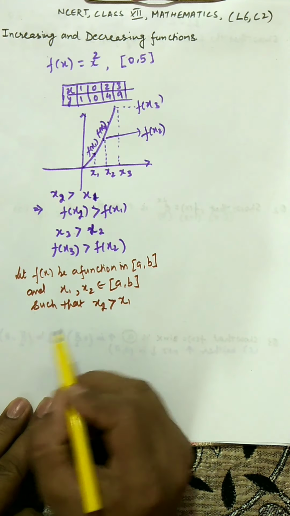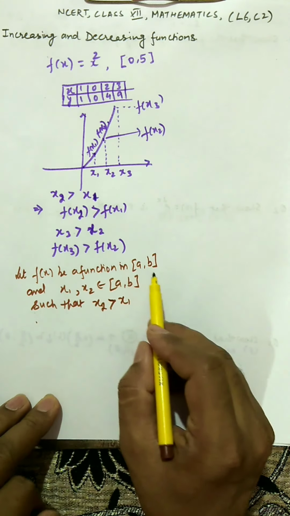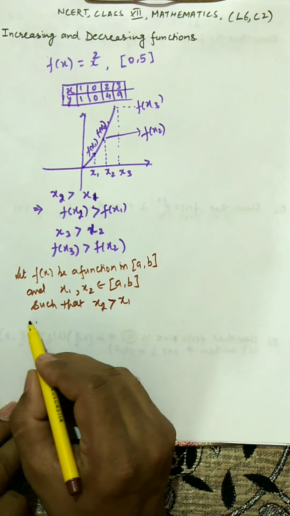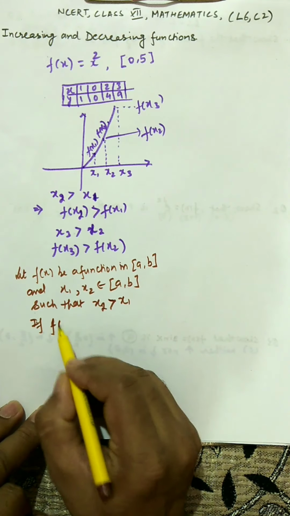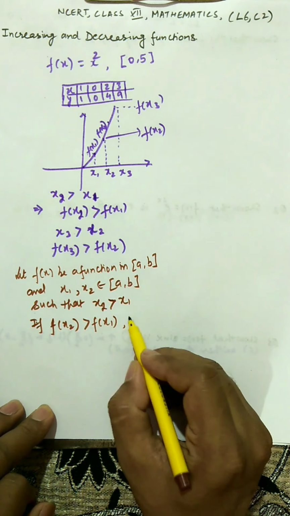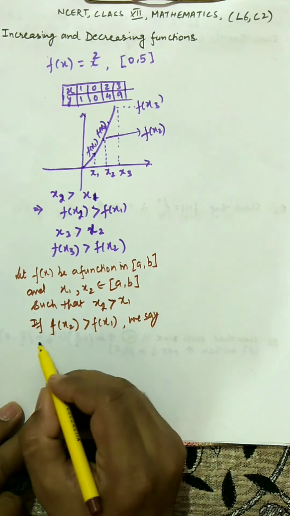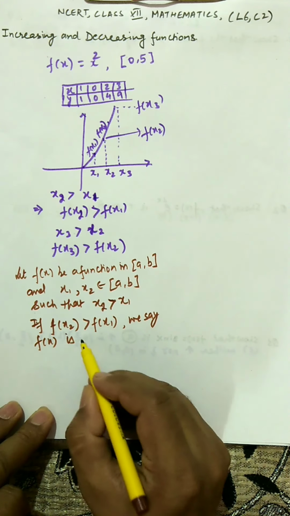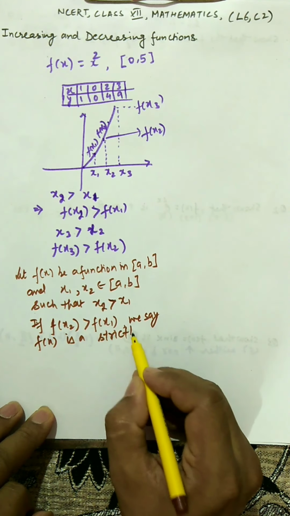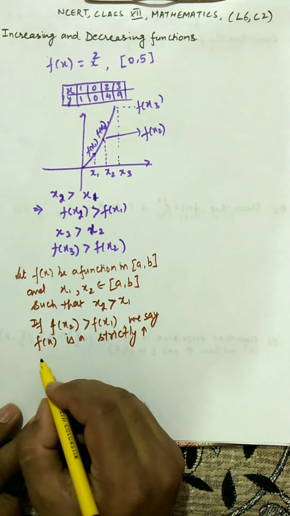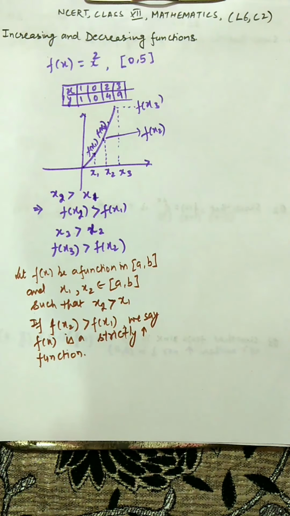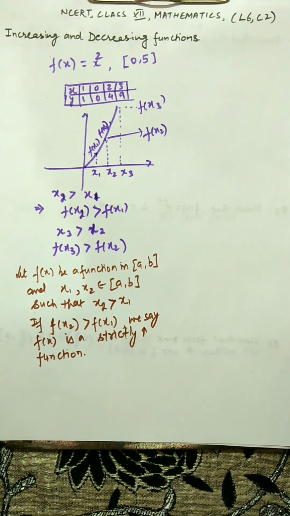Let f be a function in [a, b] and x1, x2 belong to [a, b] such that x2 is greater than x1. If f(x2) is greater than f(x1), we say f(x) is a strictly increasing function. So I am repeating this again.